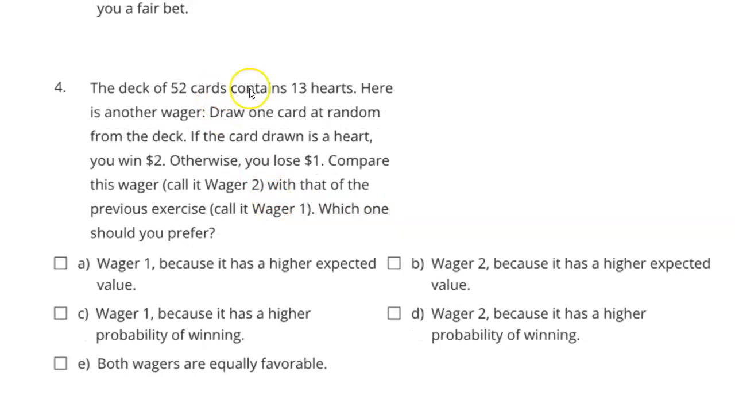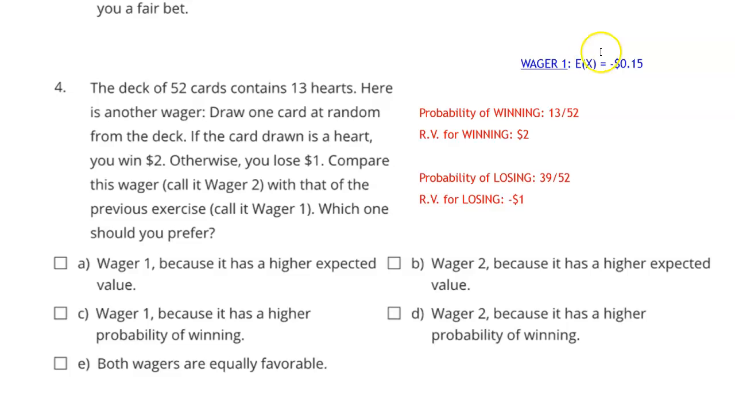Wager 2 is this one about the hearts. So let's take a look at what this looks like. Just as a reminder, wager 1 has an expected value of negative 15 cents. The probability of winning in this case is 13 out of 52 because there's 13 hearts out of 52. We could also call this 1 out of 4 if you wanted to, right? Because every 1 out of 4 cards is a heart. And then there's 3 out of 4 cards that are non-hearts, we call them.